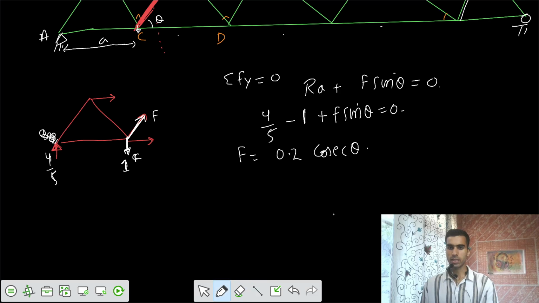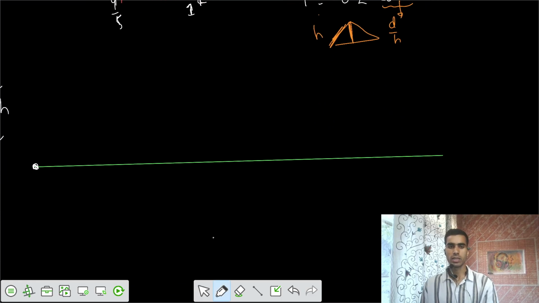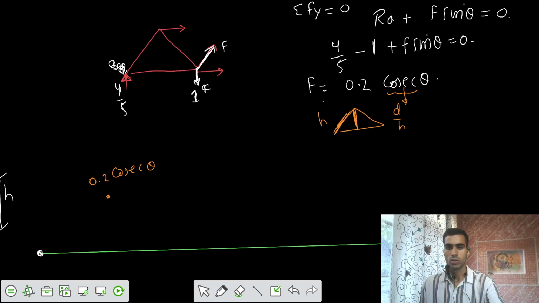Cosecant theta is actually d by h. This value is equal to d by h. If you have this triangle, some height would be there, some diagonal would be there. So this is d by h. So 0.2 cosecant theta.